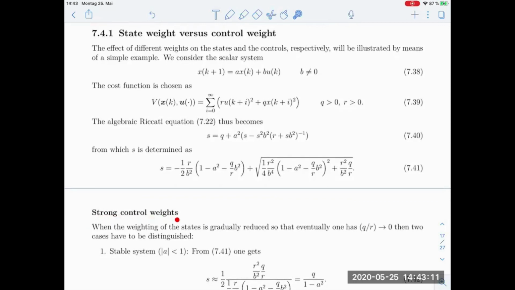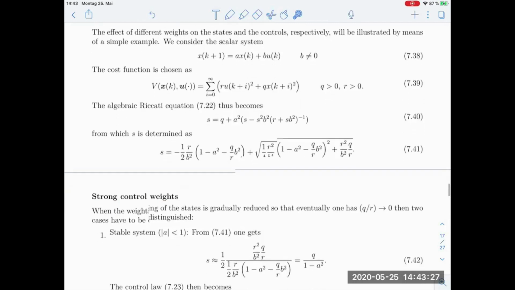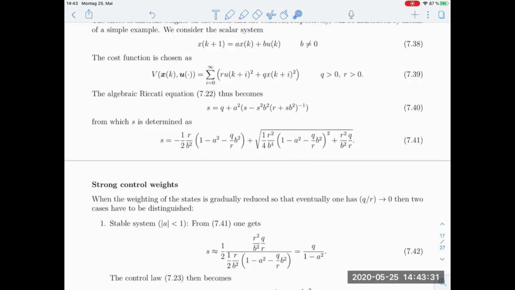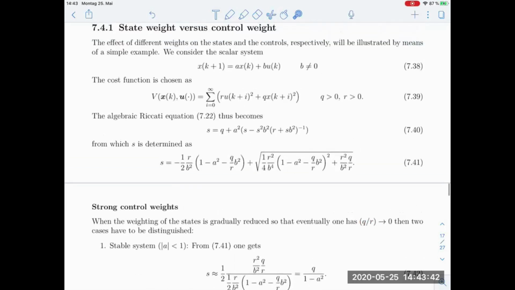We call them strong control weights, and the next one afterwards will be strong state weights. For strong control weights, what we mean by that is that Q over R becomes 0, or in the limit becomes very small, meaning that R is just very much larger than Q. So when you look into our cost function, if R is very much larger than Q, so Q is 10 to the minus 8 and R is 1, for example, then the controller is expected to be very, very careful in the choice of U. It should be very soft there.